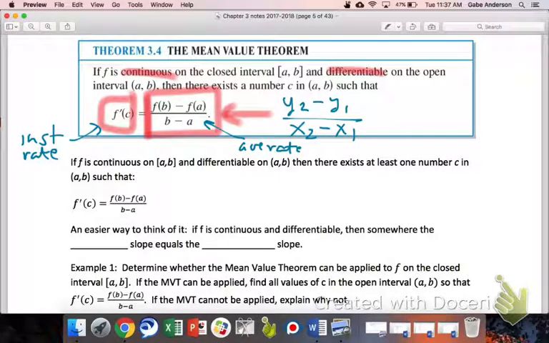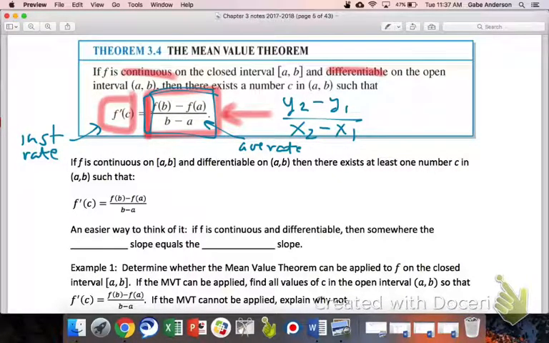The police said, hey, if I know this thing on the right, if I know your average rate of change, because I know your distance and your time, then I know for sure that your instantaneous rate had to have been reached at least one time. Isn't that what the police did? They said, I know your average rate, so I know that your instantaneous rate had to be that average rate at least once.